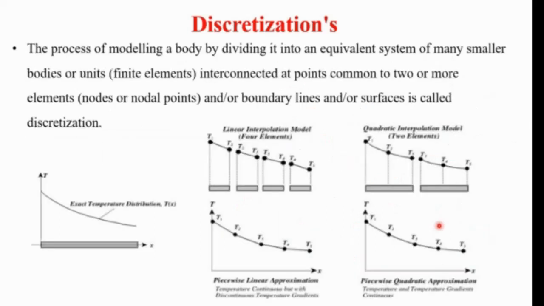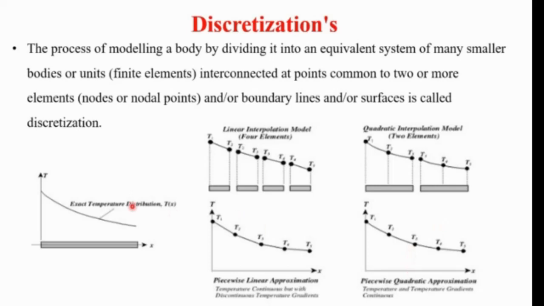The process of modeling a body by dividing it into an equivalent system of many smaller bodies or units is called discretization. These smaller parts are called finite elements, and they are interconnected at points common to two or more elements. These points are called nodes or nodal points.